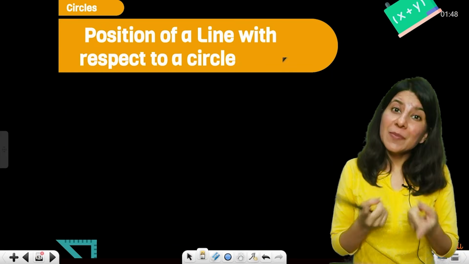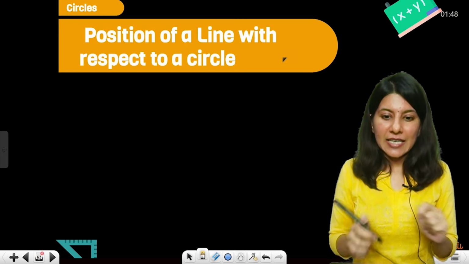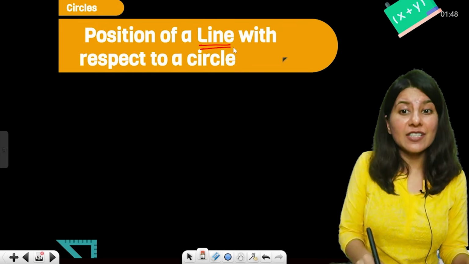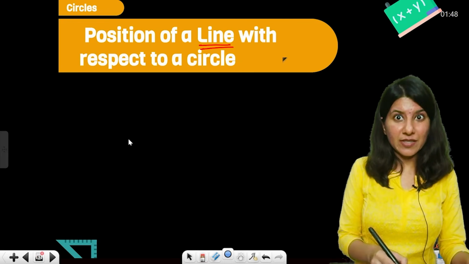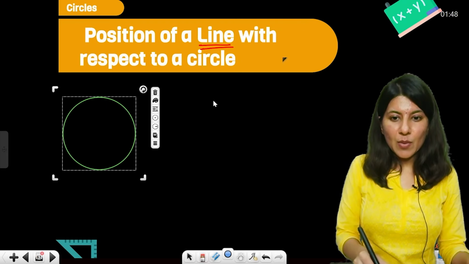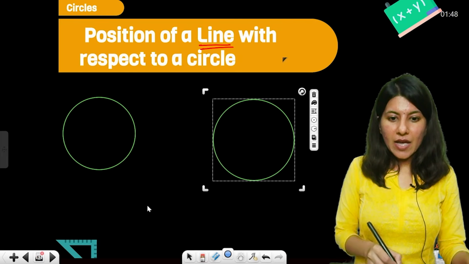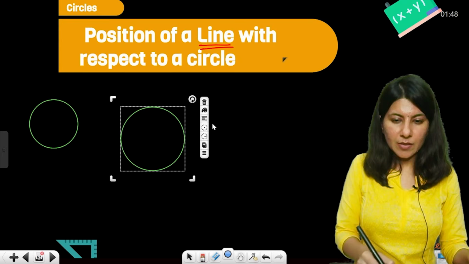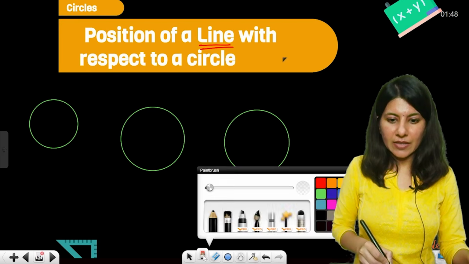Position of a point with respect to a circle we have talked about. Now, the second topic is all about position of a line with respect to a circle. Now you have to listen to me carefully. Circle number 1, circle number 2, circle number 3.